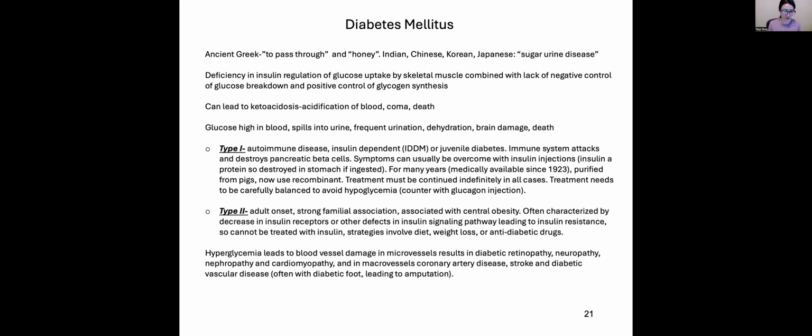We also know that there is another type of diabetes, which is type 2. It is adult onset, and it has a strong familial association. And also, if one has central obesity, that is a risk factor for developing type 2 diabetes. And we know that it's characterized by a reduction in the number of insulin receptors on the insulin-sensitive tissues and/or other effects downstream from the insulin signaling pathway. And for that, one would develop insulin resistance.